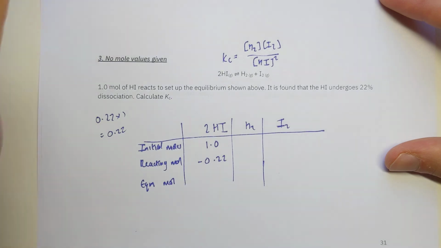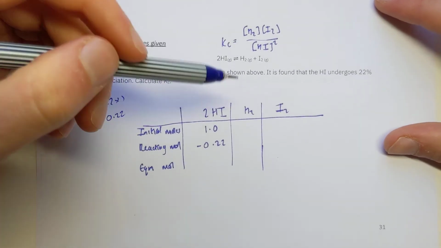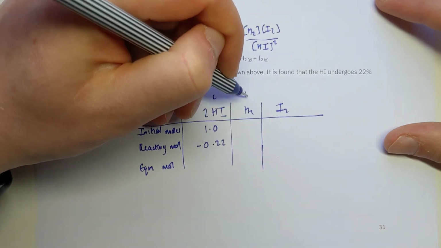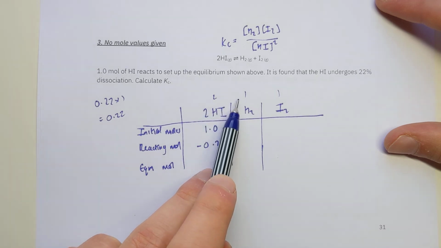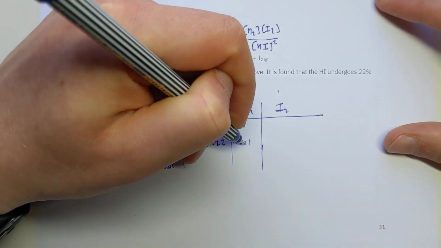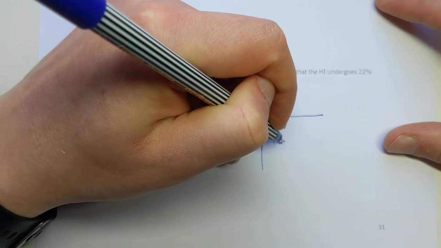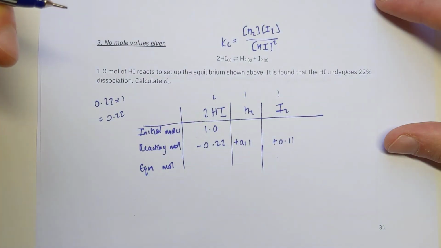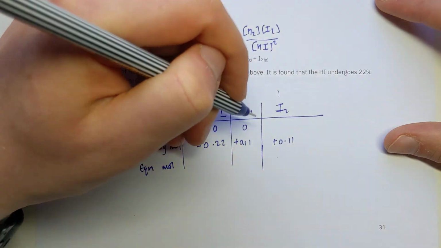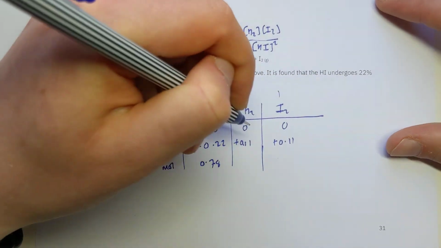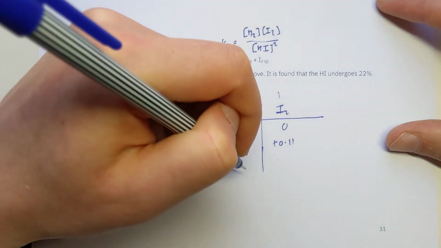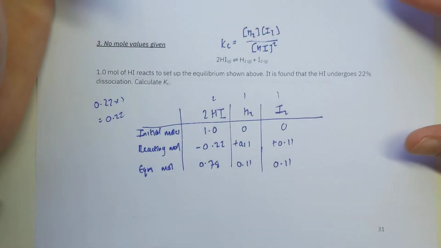That is actually enough to work out the rest of the table. Because using my ratio from the equation, remember it's a 2 to 1 to 1 ratio, if I have used up 0.22 moles of HI, 2 to 1 ratio, I must have made 0.11 moles of H2 and also 0.11 moles of I2 using the ratio. Assuming at the start I had no moles of the products to begin with, because it didn't tell me I had any, I've now got everything I need to get the equilibrium moles. 1, taking away the 0.22 moles that reacted, gives me 0.78 moles. With these two, I start with nothing, so the equilibrium moles is just 0.11 and 0.11.